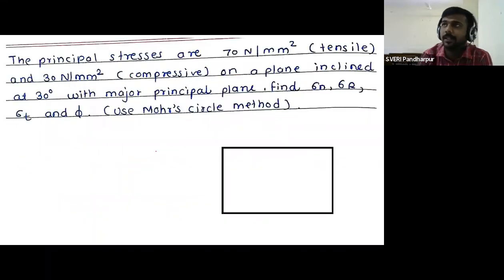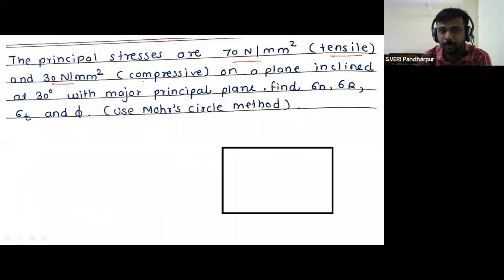Now in today's lecture, one more problem we'll solve based on case number 2. The statement is given in front of you. First of all, we'll read the statement carefully and then we'll go for the solution. The principal stresses are 70 Newton per mm square tensile and 30 Newton per mm square compressive on a plane inclined at 30 degree with the major principal plane.